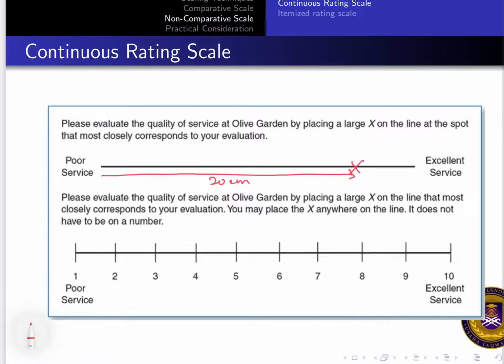Or in another example, please evaluate the quality of service at Olive Garden by placing a large X on the line that most closely corresponds to your evaluation. You may place the X anywhere on the line, and it does not have to be on a number. Let's say you want to give 8.5, so you can put it here at 8.5. It is not necessary to put the X exactly on a number. We can put it at any place on this straight line. So that is the continuous rating scale.